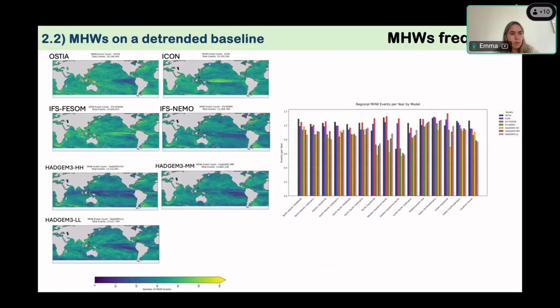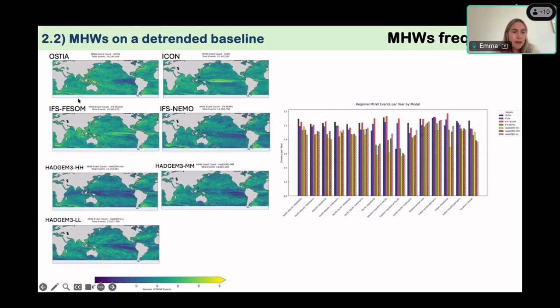Now let's move on to marine heat waves on the trended baseline. So we're looking at the trended results, so no climate change, hopefully, to the best of our capabilities. And we're looking at marine heat waves frequency. So the number of marine heat wave events that we have per grid cell, total and on average per year.